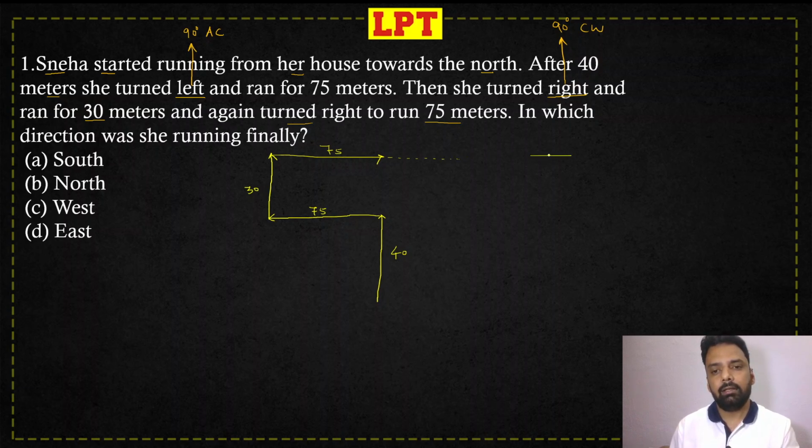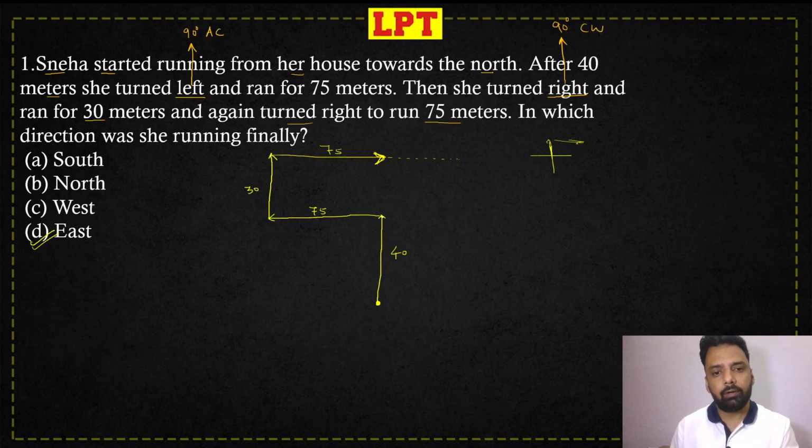Right? Finally the direction is, because she started towards north and she's finally traveling in this direction. So she is finally traveling in the north, sorry, east direction. Right? The question can be asked, how far is she from the starting point? You know that this is her starting point.